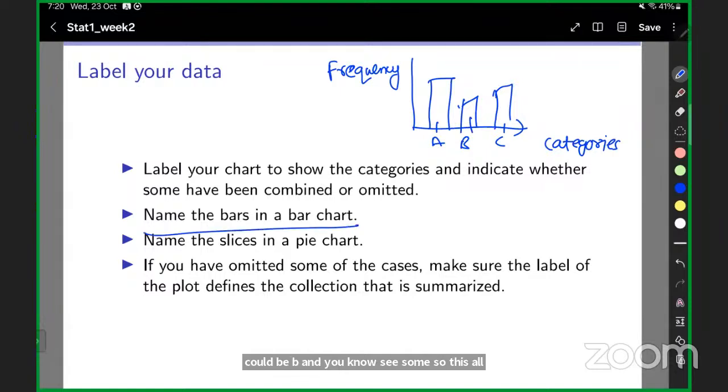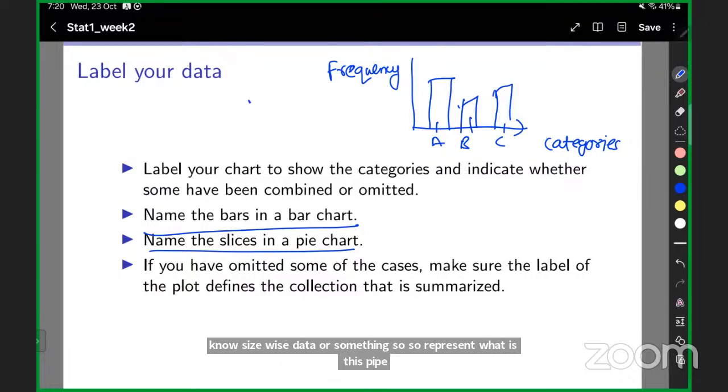So name the bars. If it's a pie chart, then name the slices: what does this slice represent? Is it state-wise data? Is it gender-wise data? Is it size-wise data? Represent what a slice of the pie means.